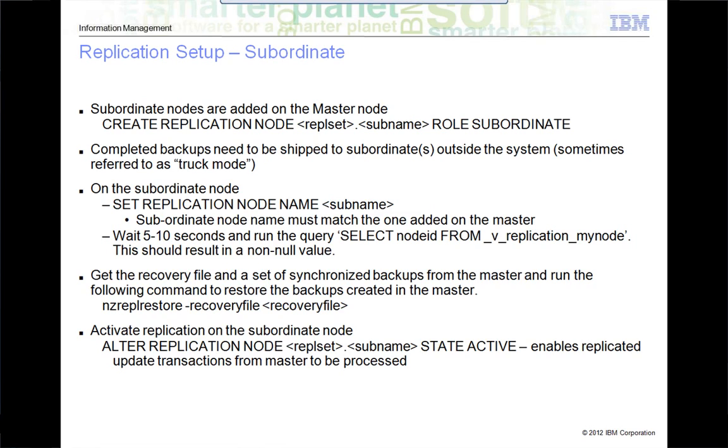And make sure that the databases are in sync, and you activate the subordinate using this command, alter replication node tuple set dot subname state active. So this enables replicated update transactions from master to be processed on the subordinate node.